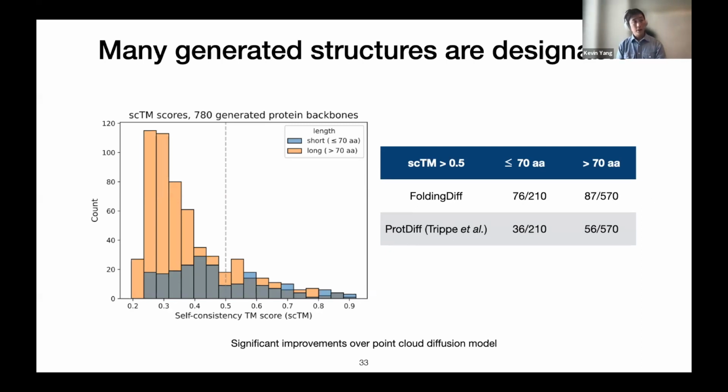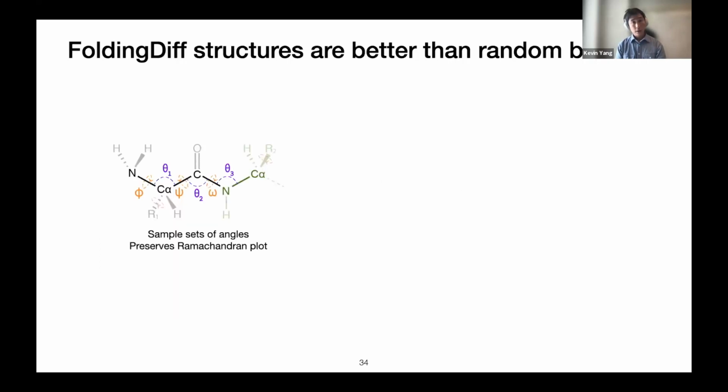Nowadays, in the 6 months since we did this, there's probably been a half dozen other backbone diffusion methods that do better. People have come up with really creative ways to parameterize the backbone representations. So this is a very fast-moving field. We do also show that these structures are better than a random baseline, where you just sample sets of angles and shuffle them.